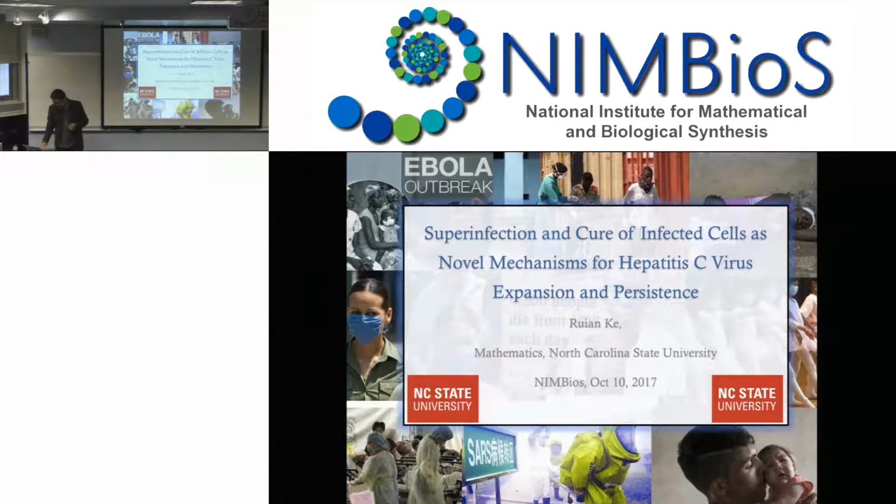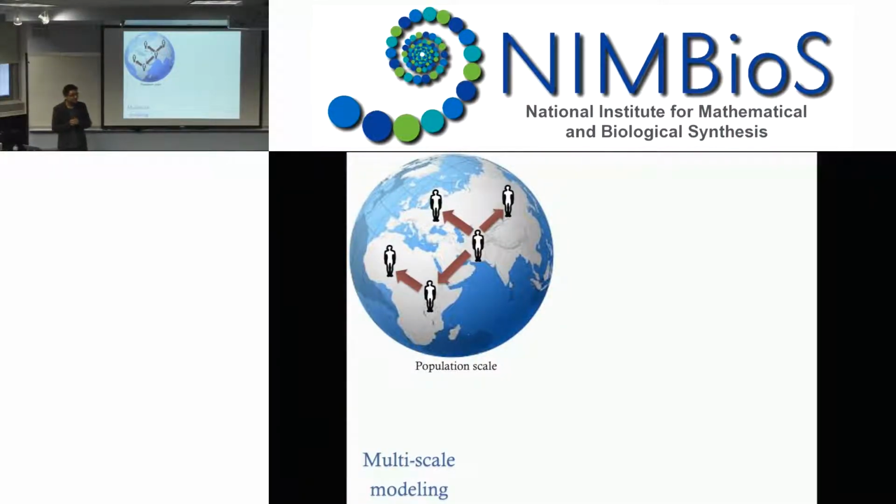As Mike says, I work on mathematical biology, mostly working on viruses and how to treat viral infections. Before I dive into the specifics of my topic, I'll just do a brief introduction or advertisement of what I'm interested in, what our lab is doing at NC State. So we are particularly interested in multi-scale modeling of infectious disease. I'm in the math department.